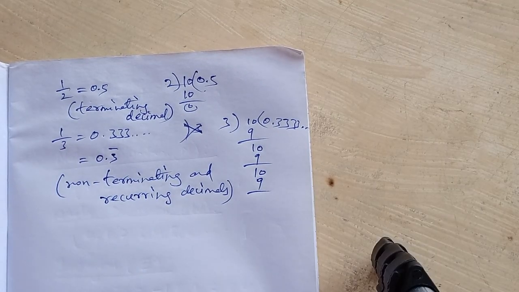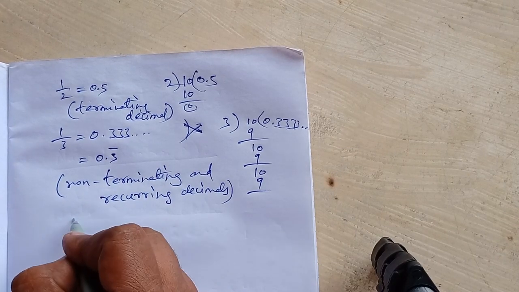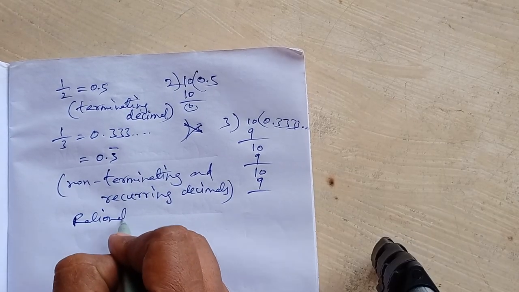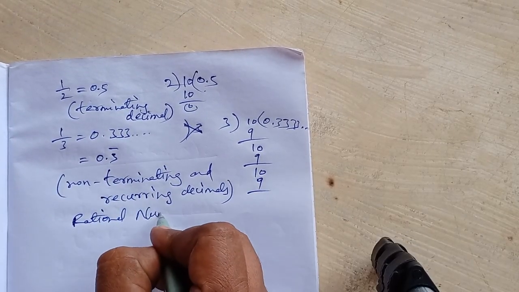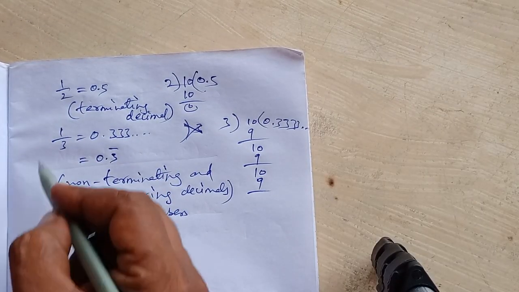These two are what type of numbers? These two are rational numbers.